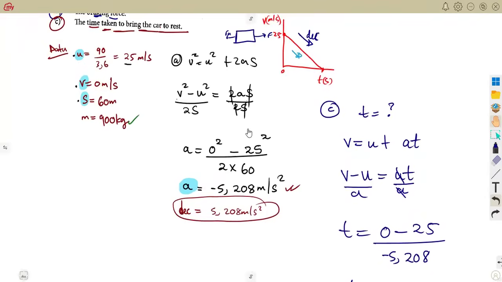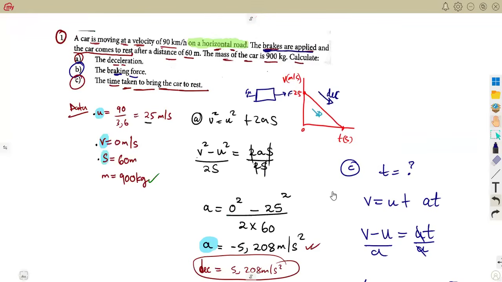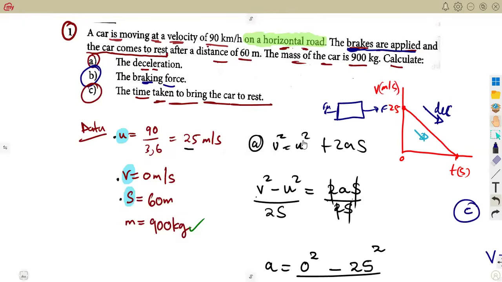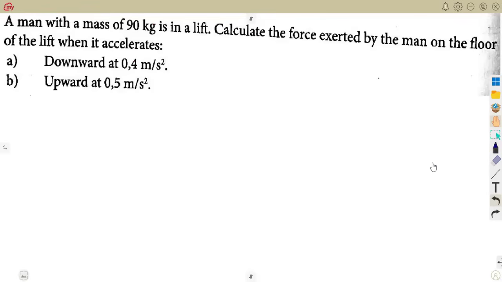So as you can see, these linear equations, guys, they bring you back to N3. So it is just a combination, N3, N4, combination like that. So if you see this part, we are given that a man with a mass of 90 kilograms is in a lift. The man is in a lift. So it's also against what? This one is against gravity.